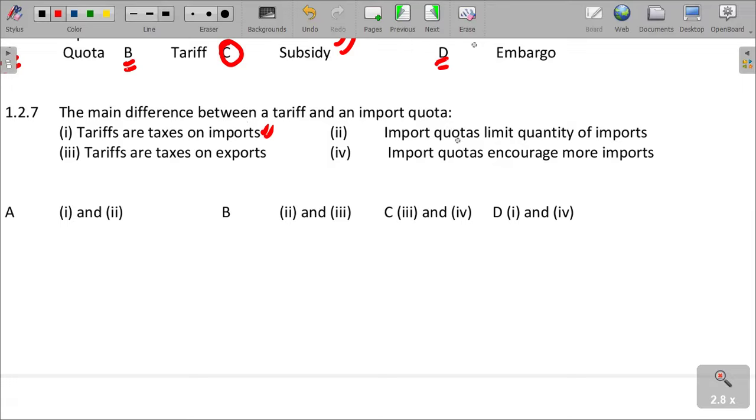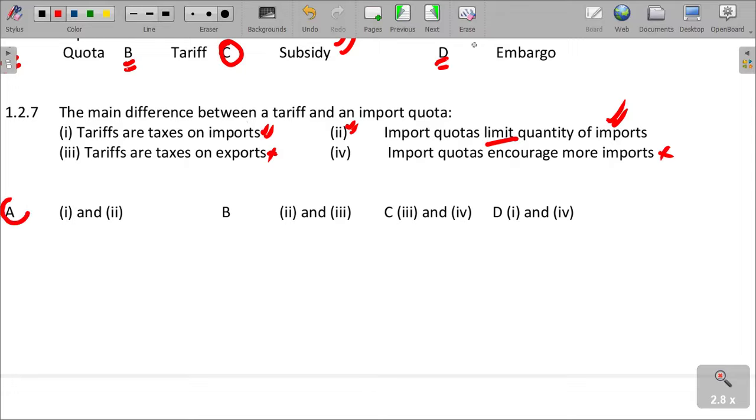Import quotas limit the quantity of imports. That is to say that one, tariffs are taxes on exports, is not correct. Import quotas encourage more imports, not correct. So the correct answer is what?